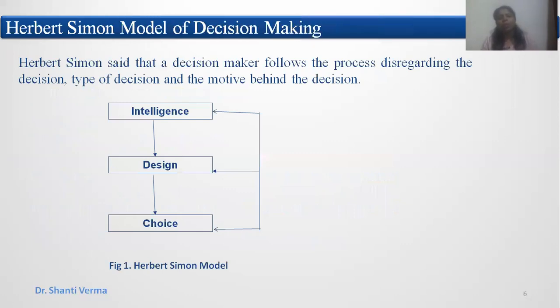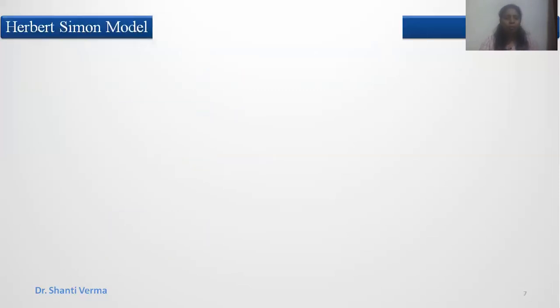Next, the Herbert Simon model of decision making. Herbert Simon is a scientist who derived a model of decision making. He said that the decision maker follows the process disregarding the type of decision and the motive behind the decision. The first step of this decision making process is intelligence, second is design, and third is choice. And all these are interrelated to each other.